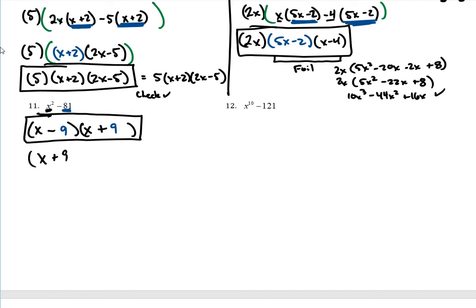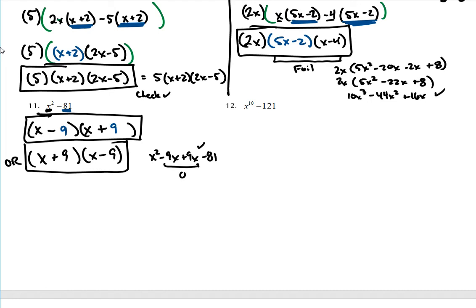Also, like I said, the order doesn't matter. You could have done x plus 9, x minus 9. That also works. These are the same thing. And again, a very quick check: if I were to check it, I'd have x times x is x squared, x times -9 is -9x, positive 9 times x is positive 9x, and positive 9 times -9 is minus 81. These two zero each other out, and so we're left with just x squared minus 81. Yep, that's that.